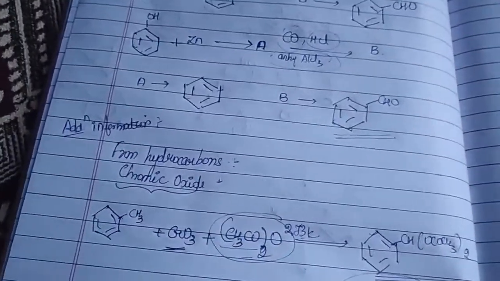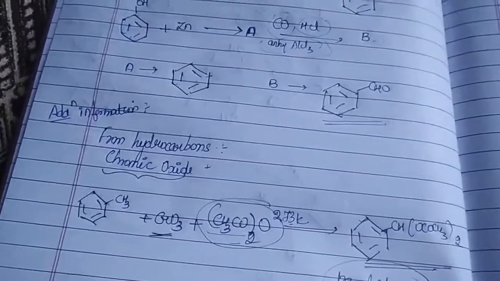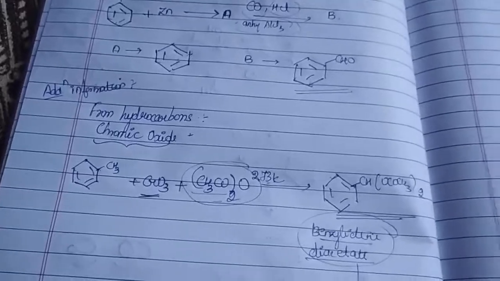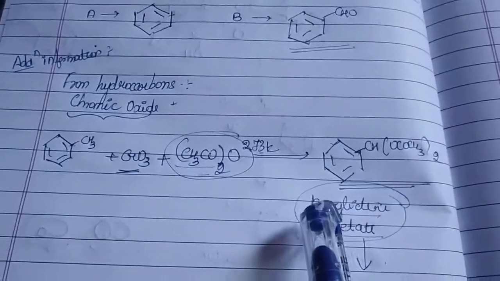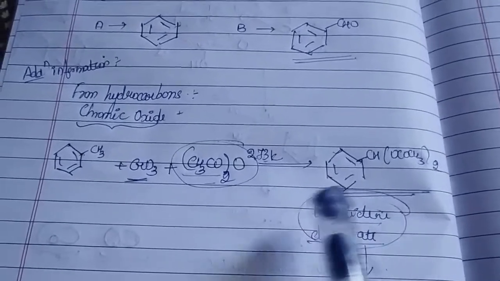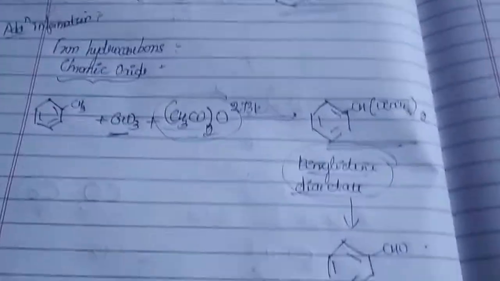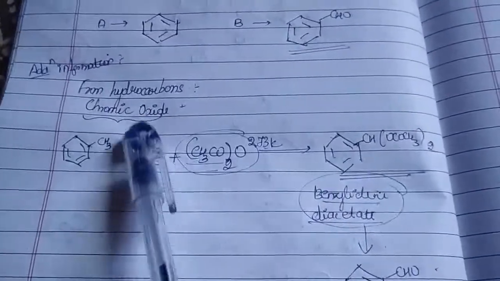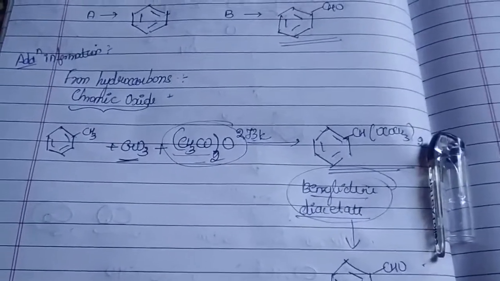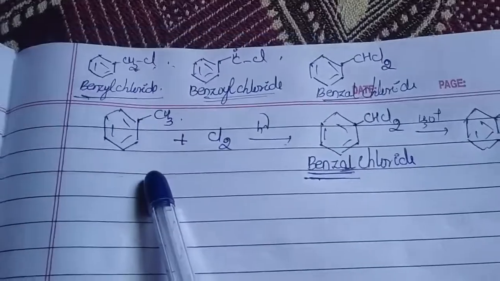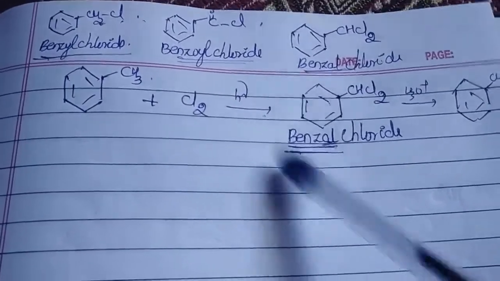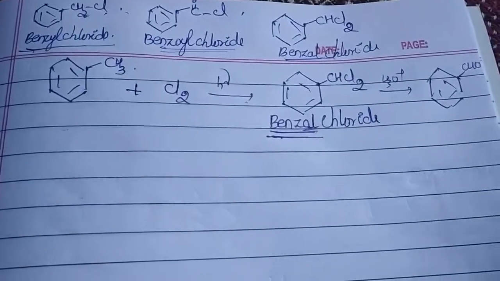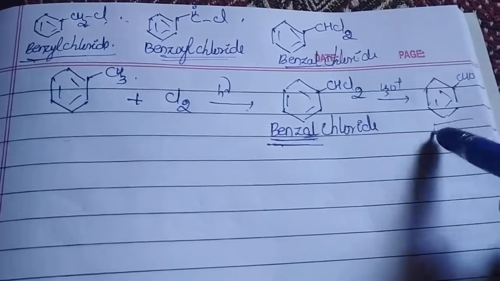When I use chromyl chloride, I get a chromium complex. That is the importance of the reagents. When I am using chromic oxide in the presence of acetic anhydride, I am not getting a chromium complex. Instead, I am getting benzylidene diacetate. But the final product is the same; only the way of getting it is different. Similarly, when toluene is treated with chlorine in the presence of sunlight, first we get benzal chloride, which upon acid hydrolysis gives our benzaldehyde.